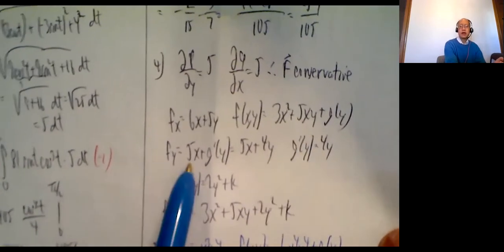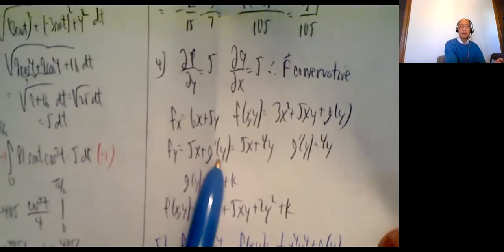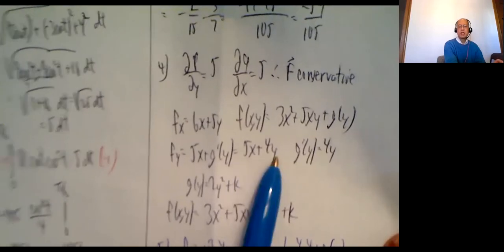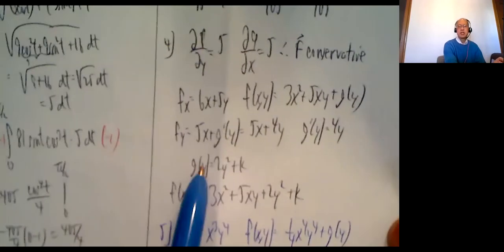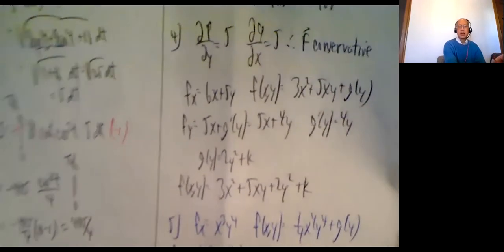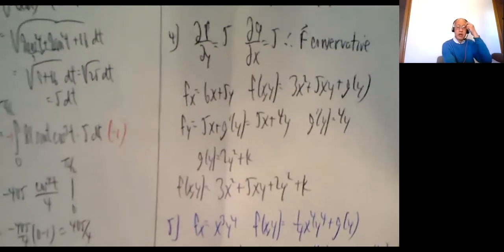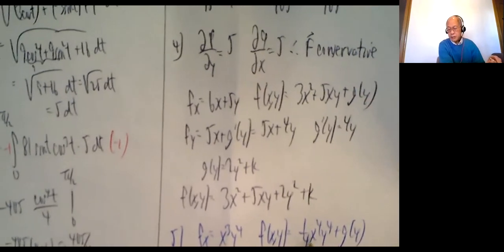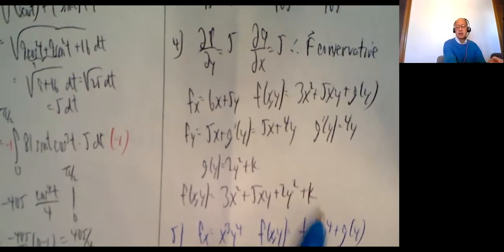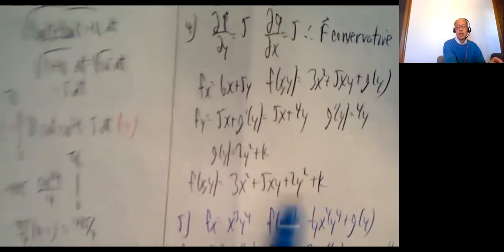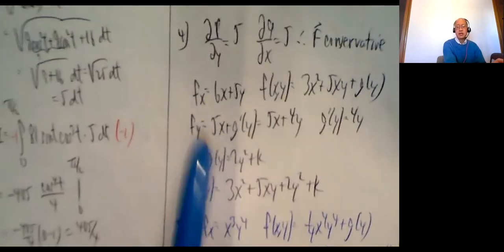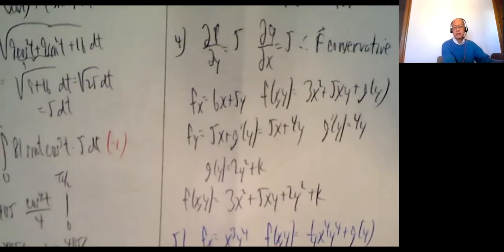Differentiate this with respect to y. Fy is fx plus g prime of y. Set it equal to 5x plus 4y. That means g prime of y is 4y, which means g of y is 2y squared plus k. So f of xy is 3x squared plus 5xy plus 2y squared plus a constant. Yeah, the problem says give a function, so you can just lose the k. So this is the anti-gradient. It's very easy to double check that fx is that and fy is that.